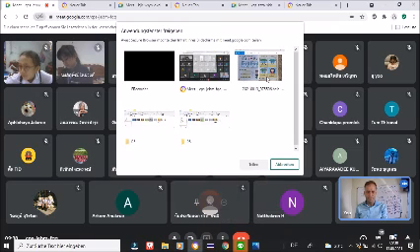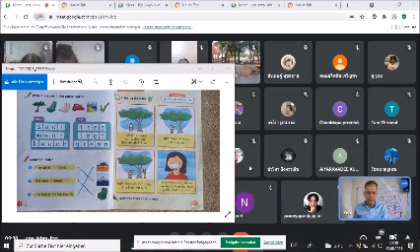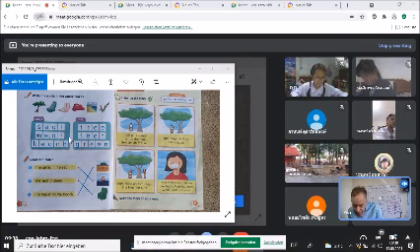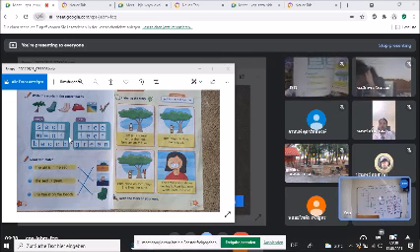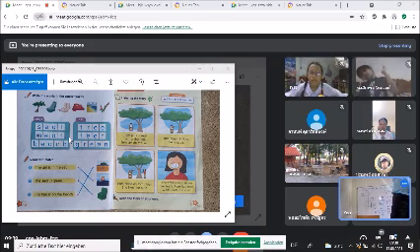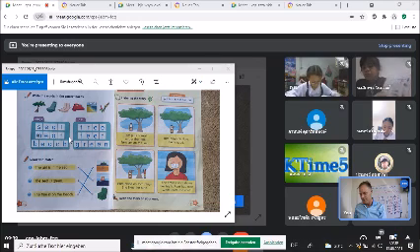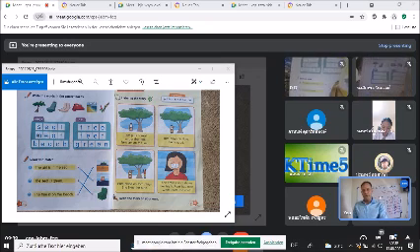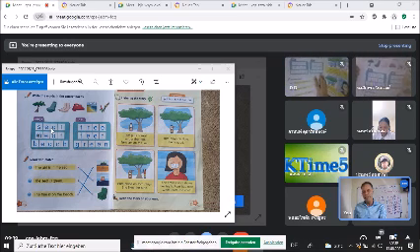Okay, let's do the page in the book. We fill in. Page 16 of your book. I have no translation for open your book. Page 16, we do 16 together. So we fill in the word seat, meet, beach.